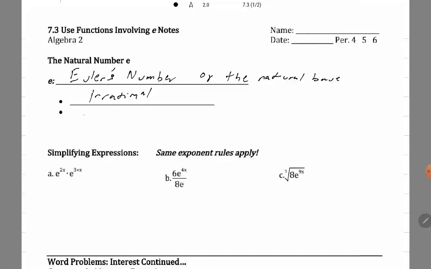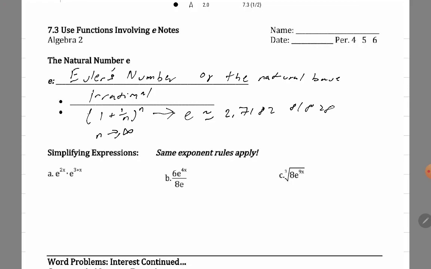Basically how it came about is they had the interest rate thing, so 1 plus 1 over n to the nth power. And what they did was they took n as a really high number, and they kept getting this number, e, which was about 2.718281828, and so on. So it actually came out to be a number. Every time they tried a super high number, it gave them this number. And they said, oh, let's use this.